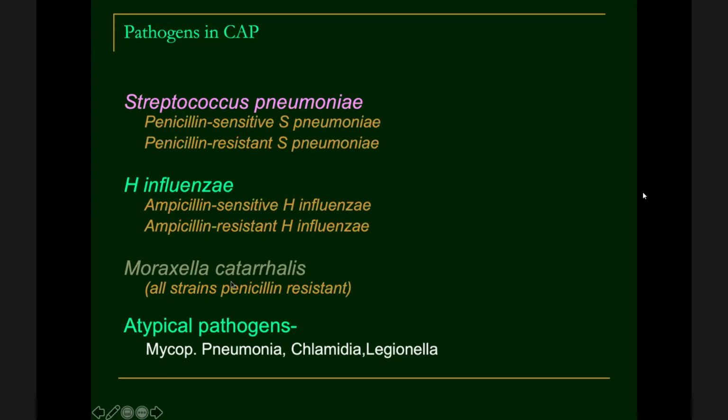Moraxella catarrhalis, all strains penicillin resistant, and atypical pathogens like Mycoplasma pneumoniae, Chlamydia, and Legionella. So these are the atypical organisms that are mainly responsible. Most common is Strep, followed by H. influenzae and Moraxella catarrhalis, and the atypicals are Mycoplasma pneumoniae, Chlamydia, and Legionella.